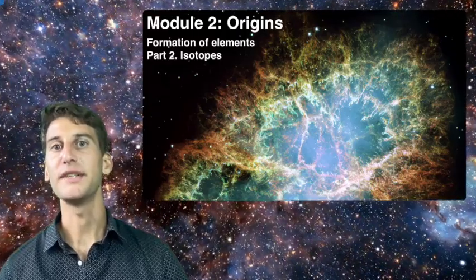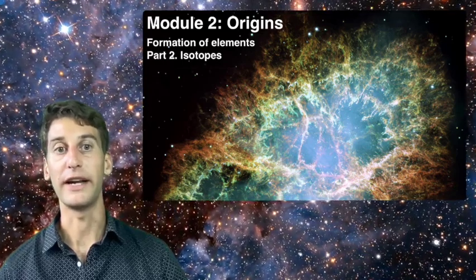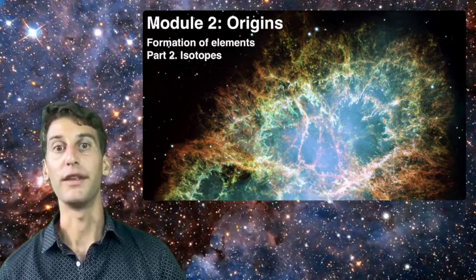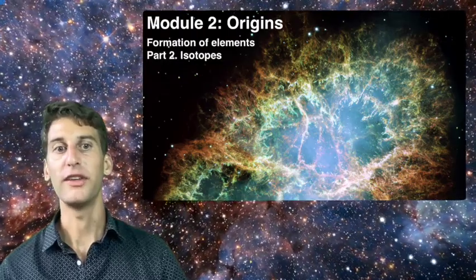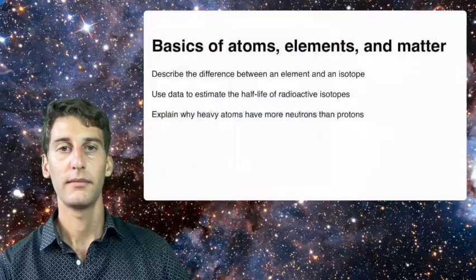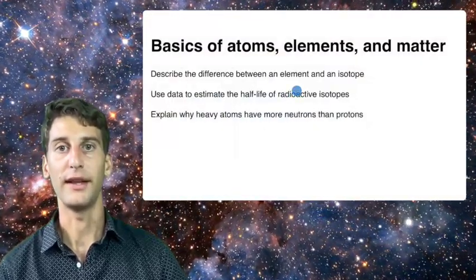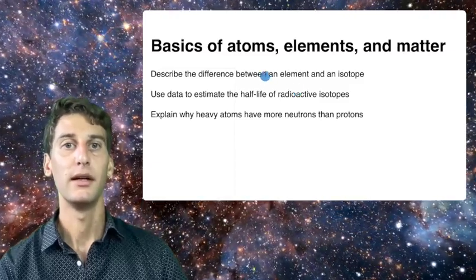So we're about to embark on a series of videos that go into the origin of the elements, the origin of planet Earth, and the origin of the oceans. In order to do this, we need a bit more background here about the nature of isotopes. So in this video, we'll talk about the definition of an isotope and how that's distinct from an element.